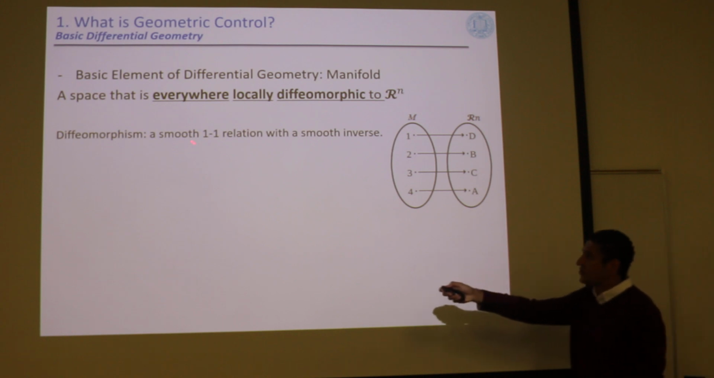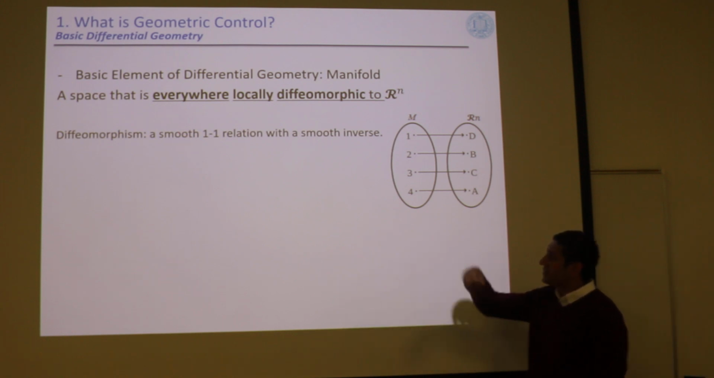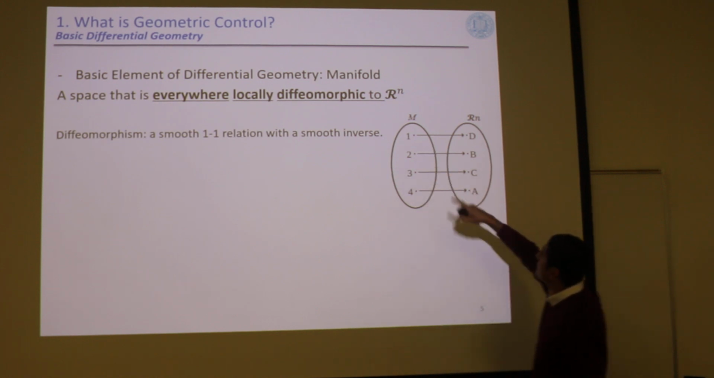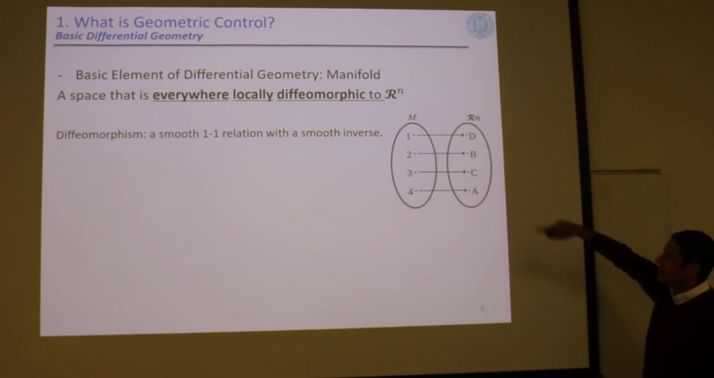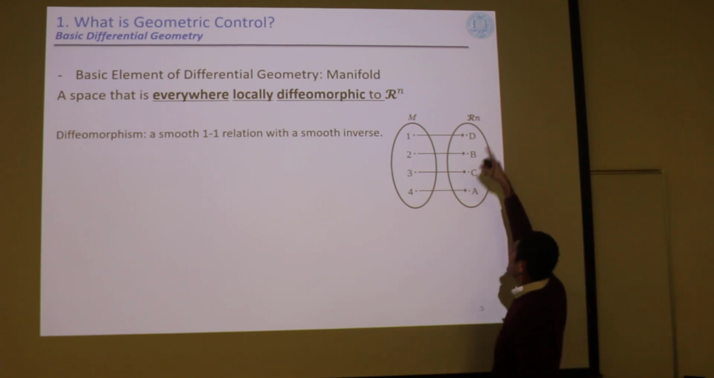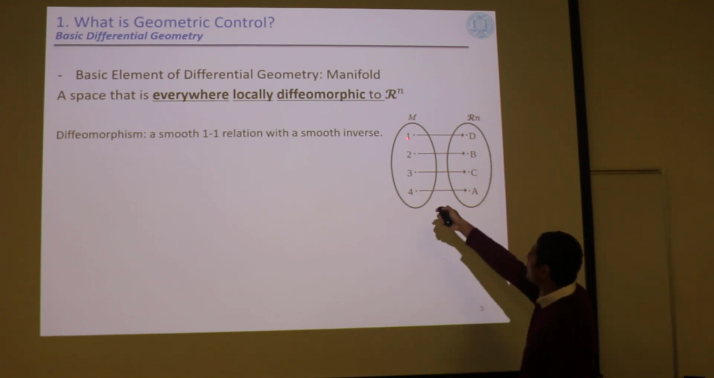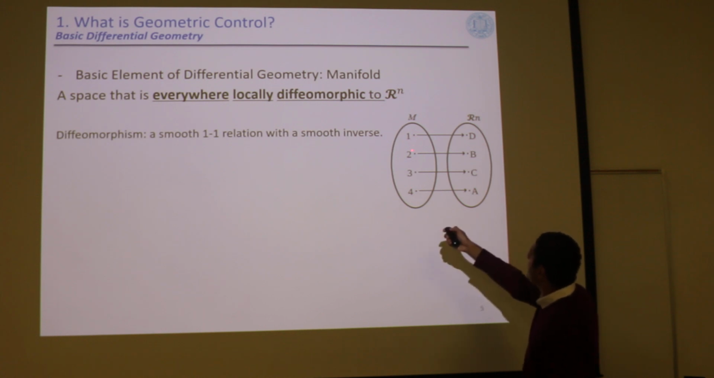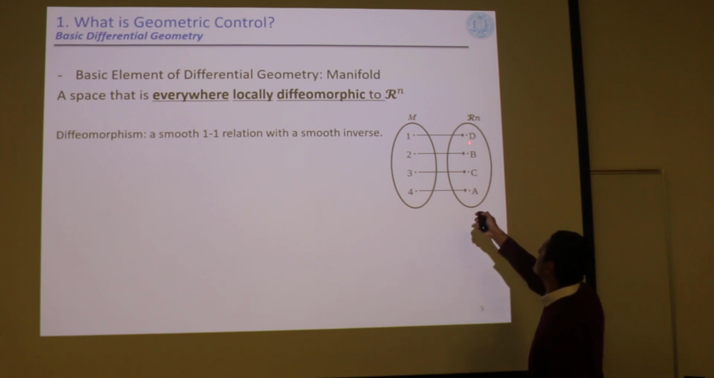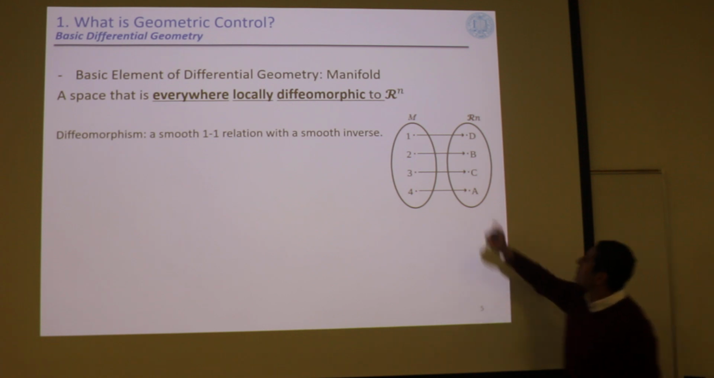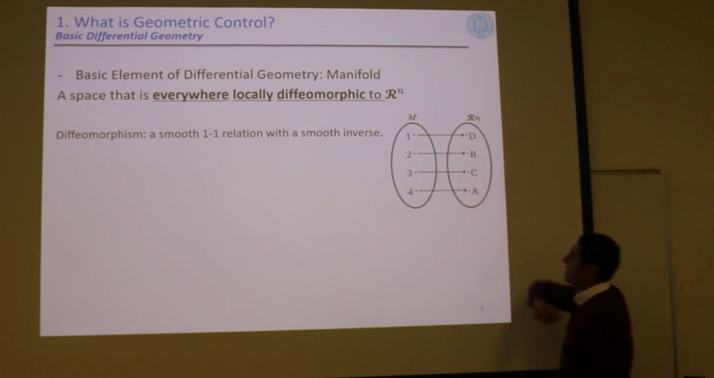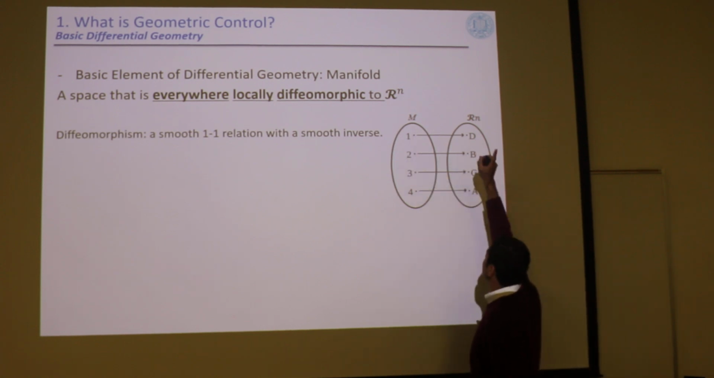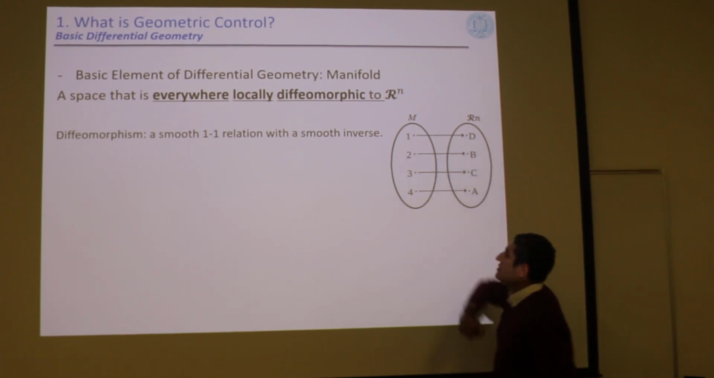It's a smooth relation. You can differentiate it as many times as you want. It's one-to-one, so here is your manifold, or a neighborhood around the point, locally around the point. Here is the flat space. It's one-to-one in the sense that every point in the manifold in this neighborhood maps to only one point. Okay? So this guy maps to this guy maps to this guy, and so on. And we have an inverse. So this point maps to this point, and this point maps back to the same point.